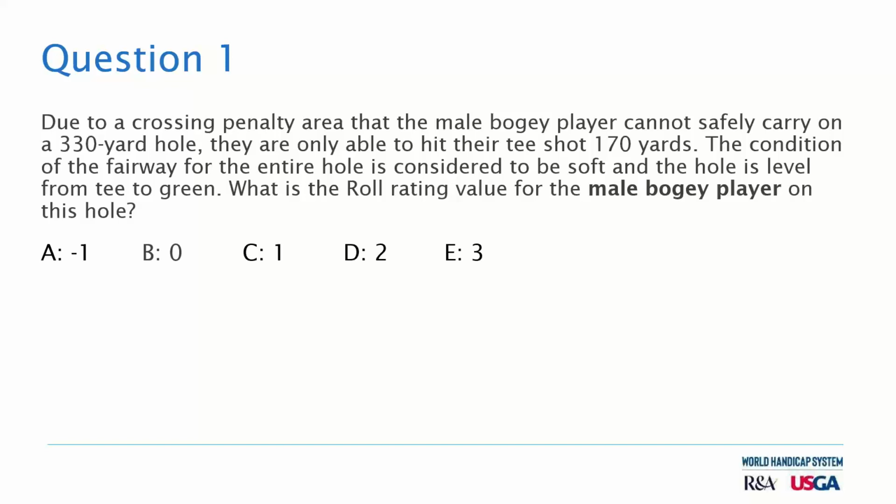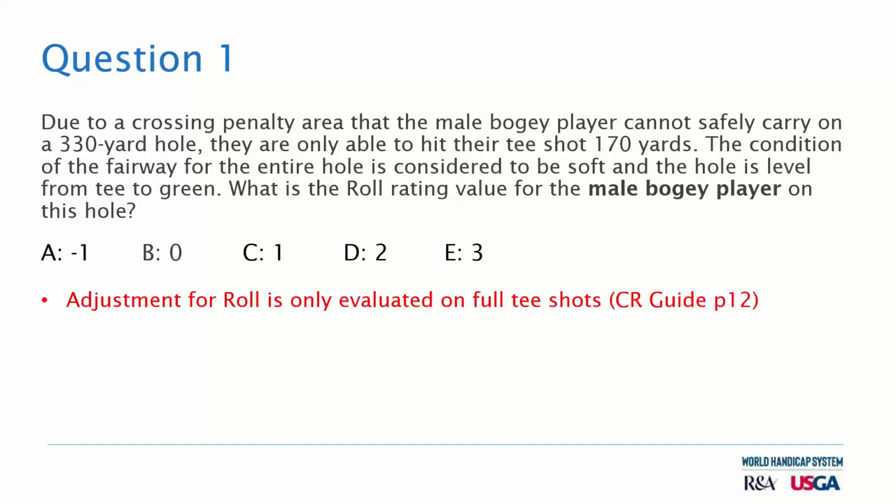The first thing we typically look at is the table value. However, this one is a little bit of an exception. We do not make a roll adjustment on a hole where they are not hitting a full tee shot. That's straight from the course rating guide, page 12. So there really is no table value here. The player is not hitting a full tee shot, so the extra roll or loss of roll that they would get would not be evaluated. The player is essentially trying to get to a specific distance and not counting on extra roll or loss of roll to get there. So essentially, there's no value for the table.